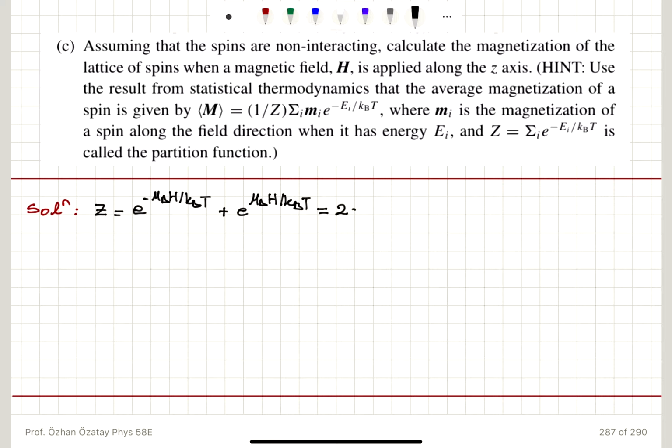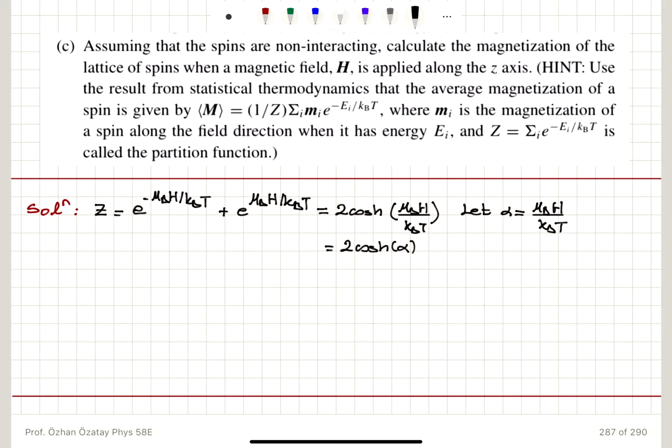This is 2 cosh(μ_B H over kT), where k is the Boltzmann constant times absolute temperature. And if we let, as we did in the Langevin theory, alpha equal μ_B H over kT, Bohr magneton times magnetic field divided by thermal energy, this is equal to 2 cosh alpha. As you can see, μ_B H has unit of energy, kT has unit of energy, so alpha is a dimensionless quantity.